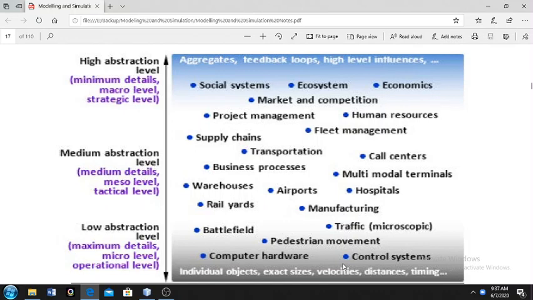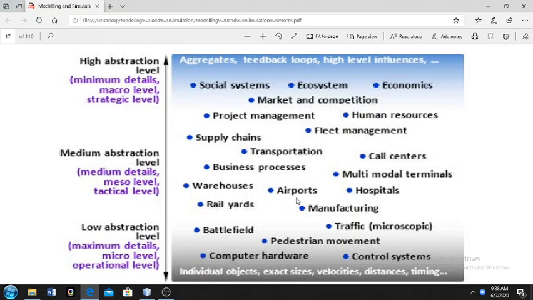It means they are less complex to simulate. They are not complex to simulate. The ones in the middle here, supply chain, transportation, call center, business processes, hospital, warehouses, airports, have a medium level of abstraction. So it is not that difficult, but it's also not that easy. It is 50-50. They are not too complex, but they are 50-50.